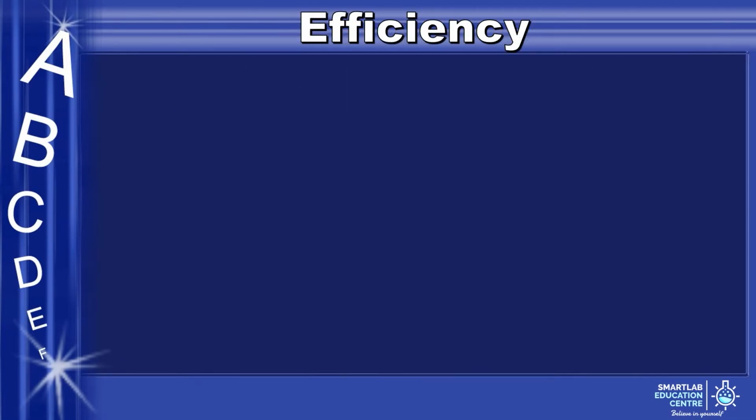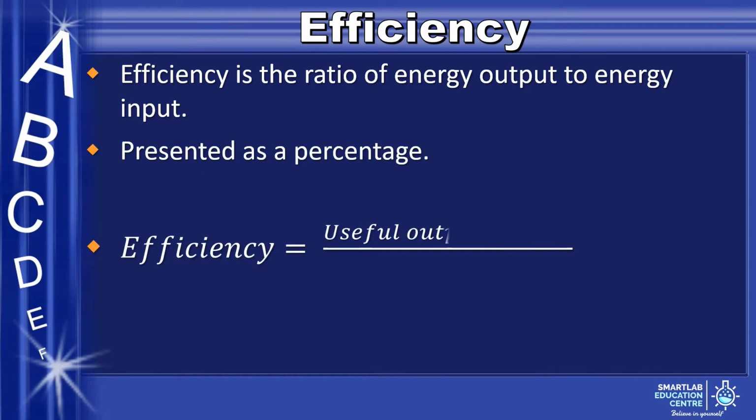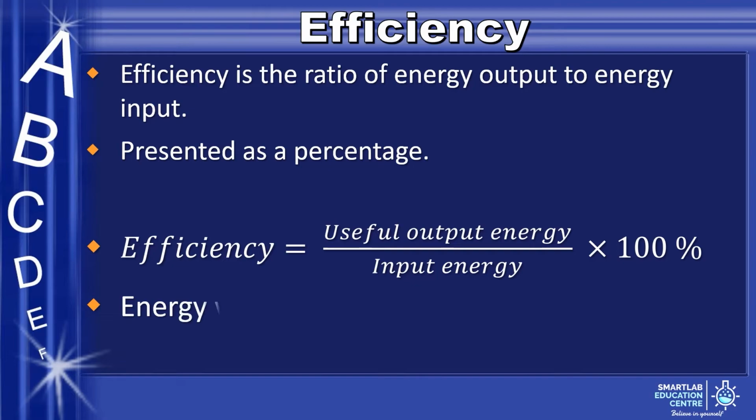Next, let us talk about efficiency. Efficiency is the ratio of energy output to energy input. It is presented as a percentage, and we can use the following formula as shown. We can also calculate the energy wasted as well.